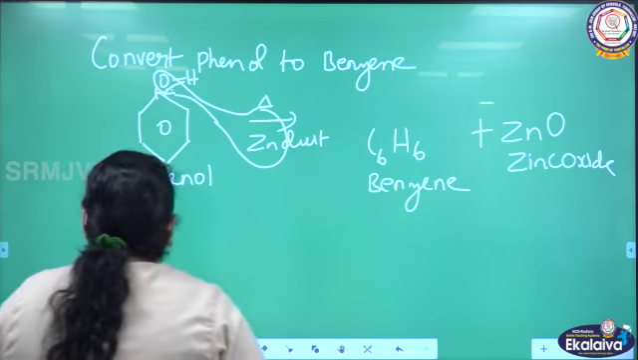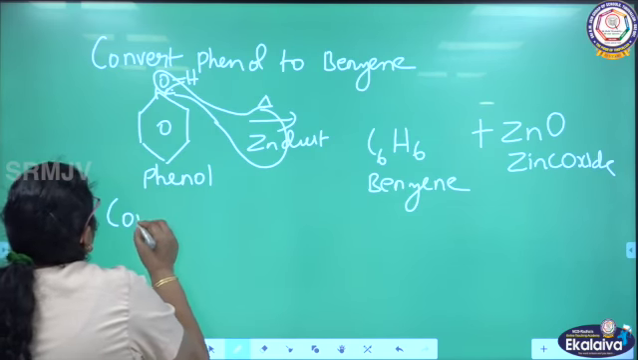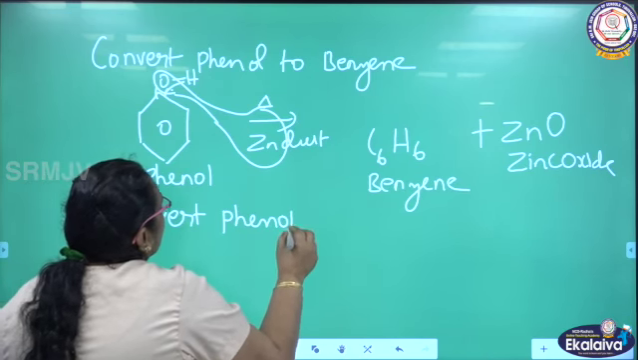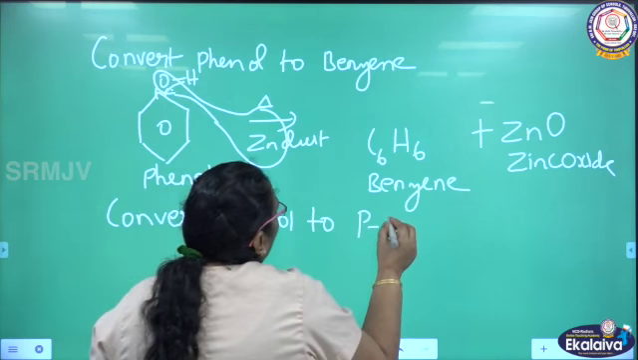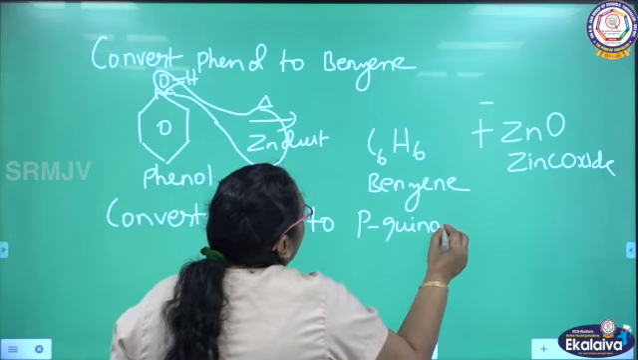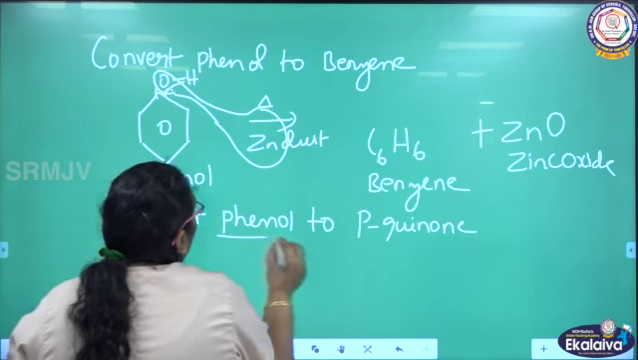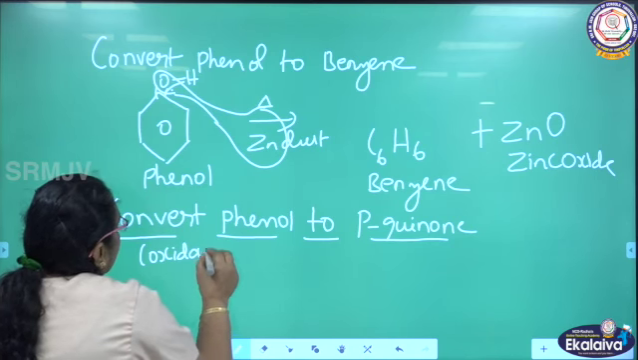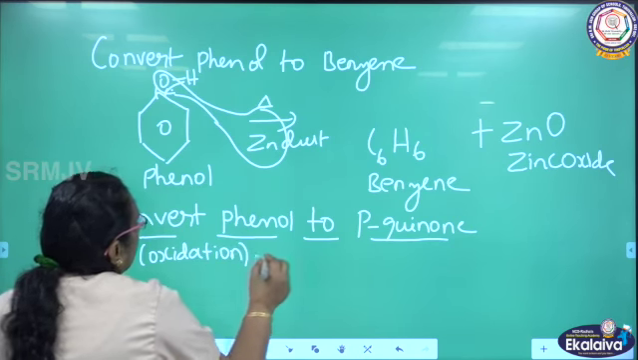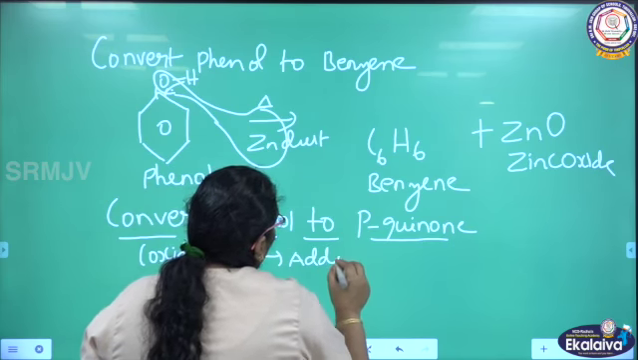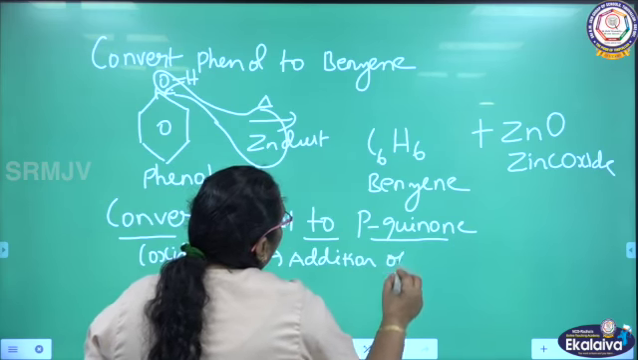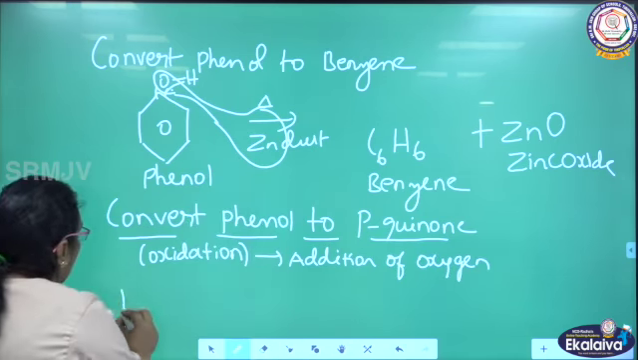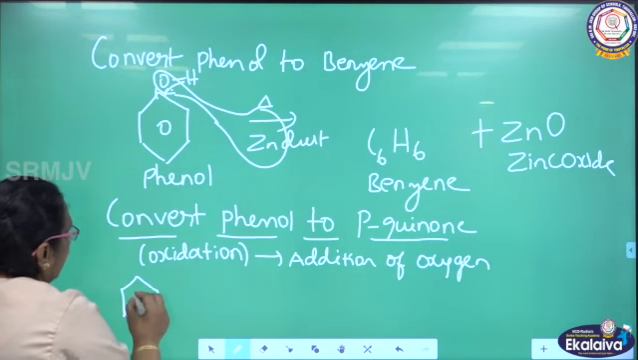The last reaction they will be asking, very, very important: convert phenol into paraquinone. Actually, it is an oxidation reaction. We are going to add oxygen. Addition of oxygen. Okay, let me see the reaction. So, write phenol. This is phenol.